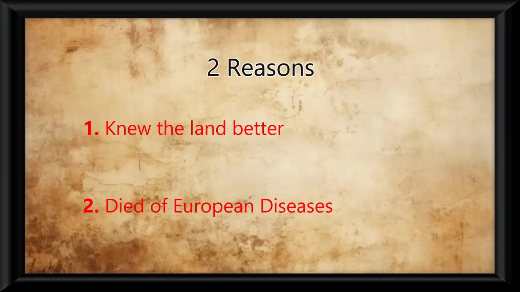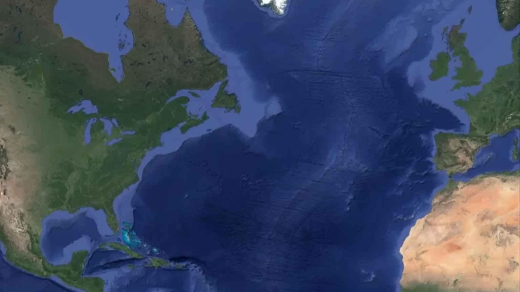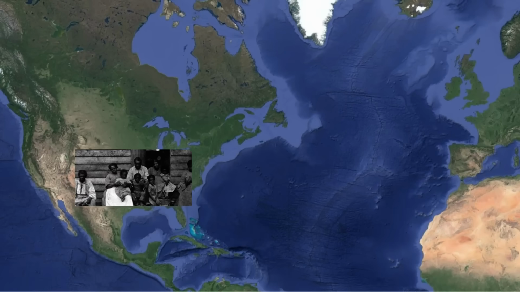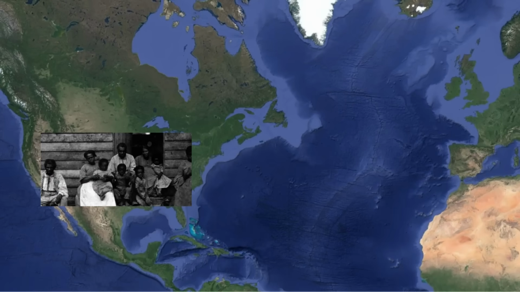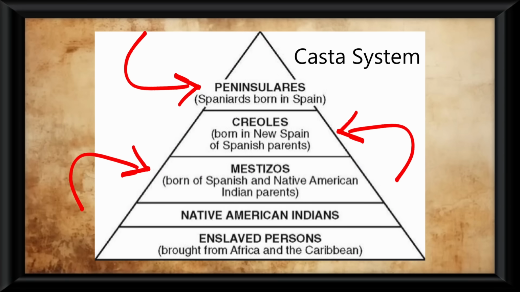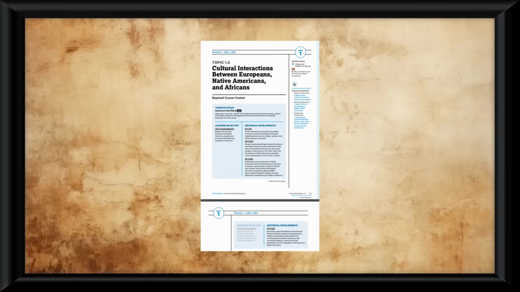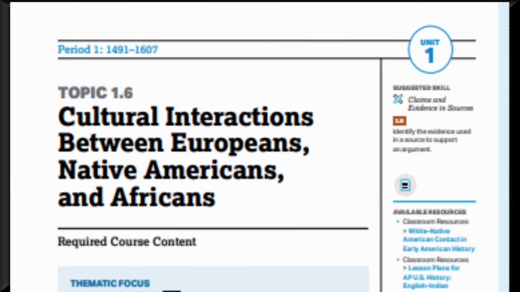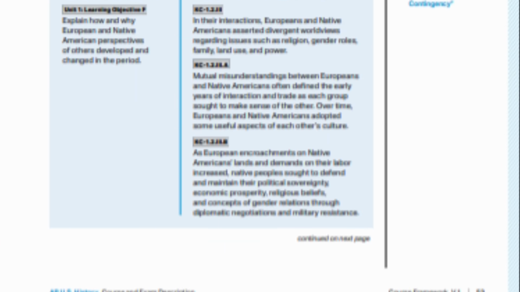This solved both problems because the Africans wouldn't know the land, and they had the same natural immunity to smallpox that Europeans did. With this many Africans on the continent, it allowed for a caste system to form, known as the casta system, where natives and Africans were on the bottom and anyone with Spanish blood was on the top. Topic 1.6 is all about different views in the world during this time, along with some organized military resistances.